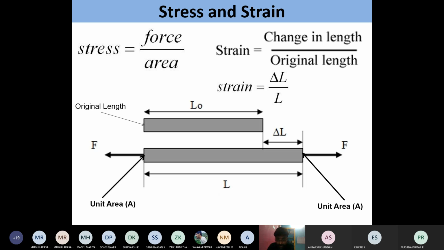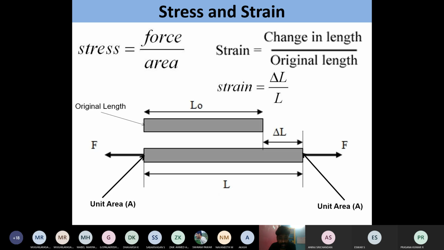Okay. I informed that modulus is defined as stress by strain. What is stress? Stress is equal to force by area. See here, we have a material in the form of a rod. First, you can see the total length of the material is L0. This L0, the length of the material, is the original length.